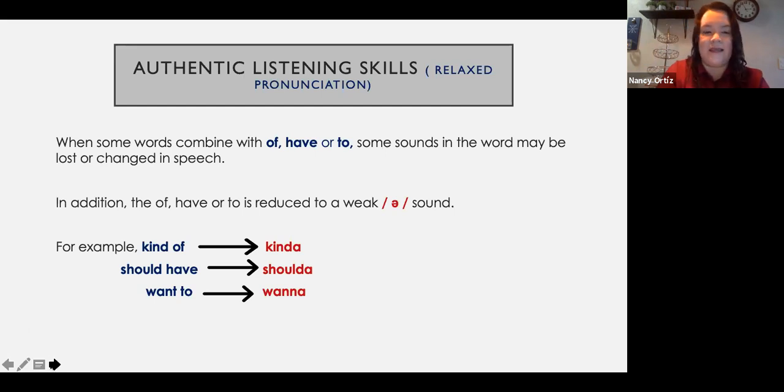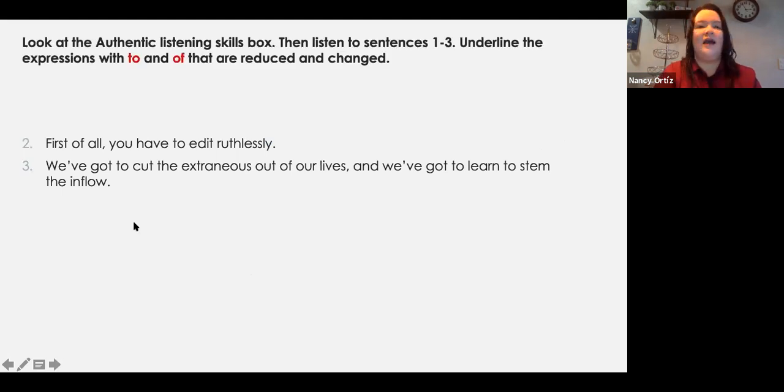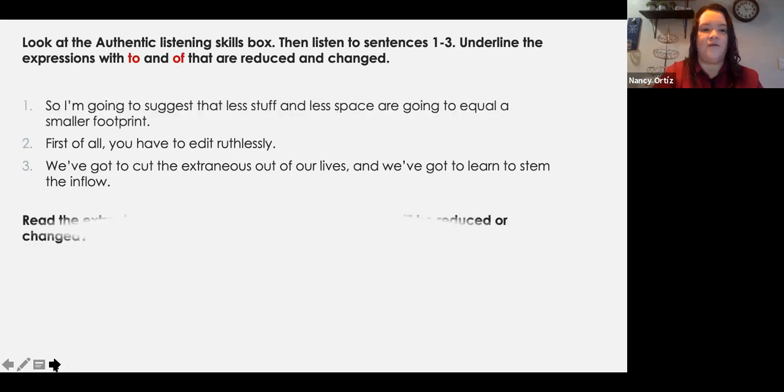Now let's try to identify this. Okay, I want you to check this box that I have here with these numbers from 1 to 3, okay? Check the box. And I want you to listen. Somebody of you is going to read these sentences, and well, any volunteer, okay, will read the sentences, and the rest of the teachers are going to underline expressions with to and of, and reduce and changed, okay? So please, number 1, write these expressions down on your notebook. Tell me when you're ready. And then who volunteers to read the sentences? Any volunteer?